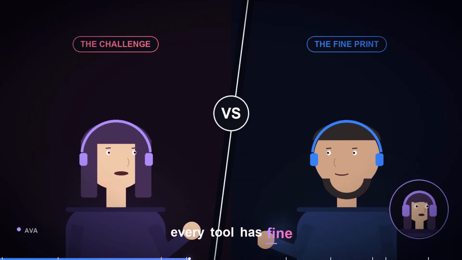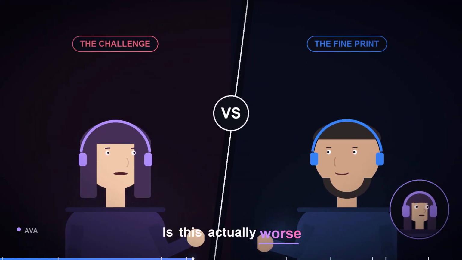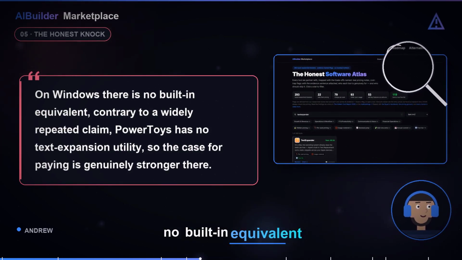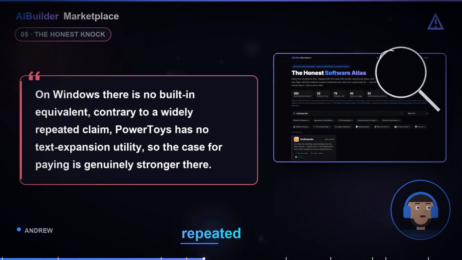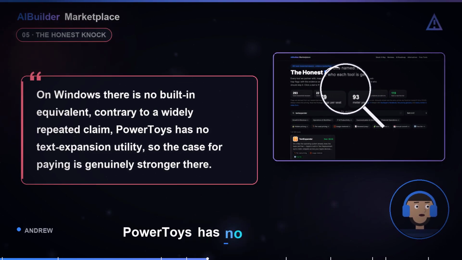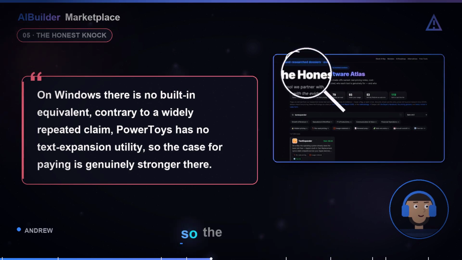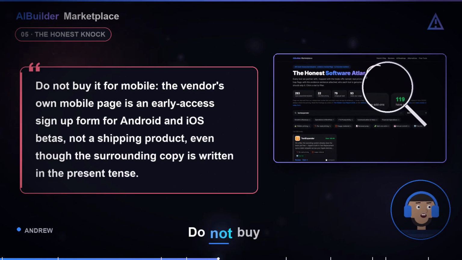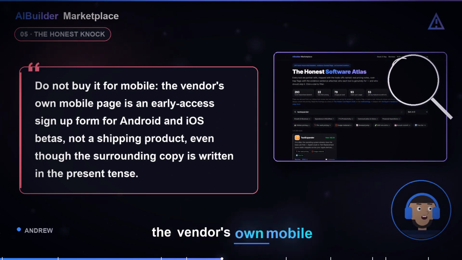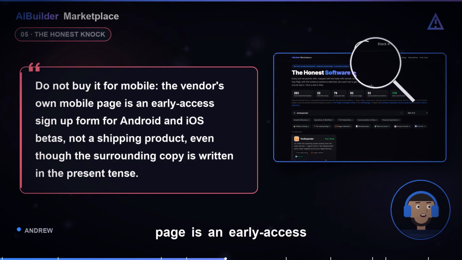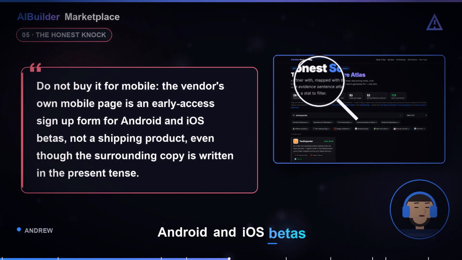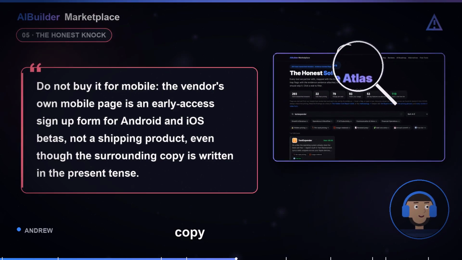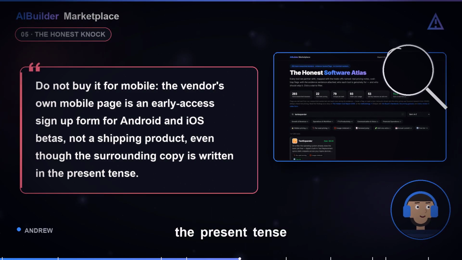Hold on, every tool has fine print. Is this actually worse than normal? On Windows, there is no built-in equivalent, contrary to a widely repeated claim. PowerToys has no text expansion utility, so the case for paying is genuinely stronger there. Do not buy it for mobile. The vendor's own mobile page is an early access sign-up form for Android and iOS betas, not a shipping product, even though the surrounding copy is written in the present tense.